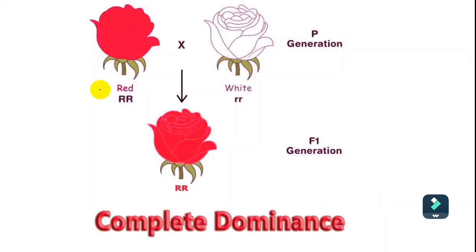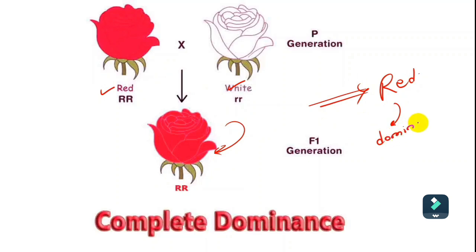So like this one, we have red and white. Look, my friend, all of the first generation is red. Does this mean that red is dominant or recessive? Which one is strong, red or white? Yes, the answer will be red, because red is the dominant trait.